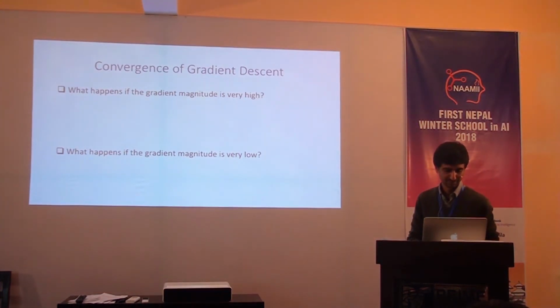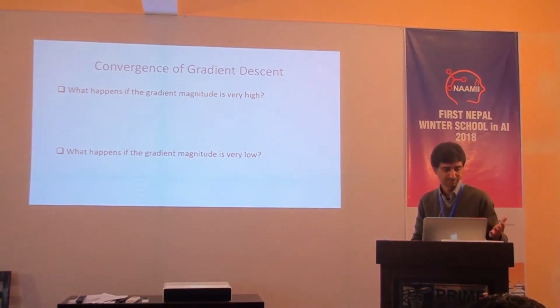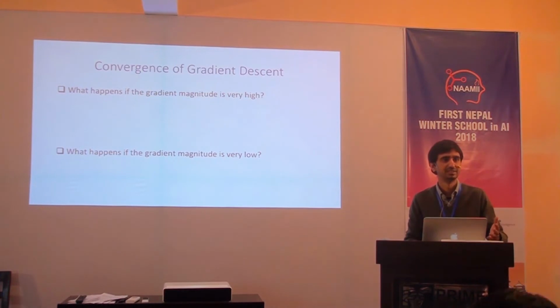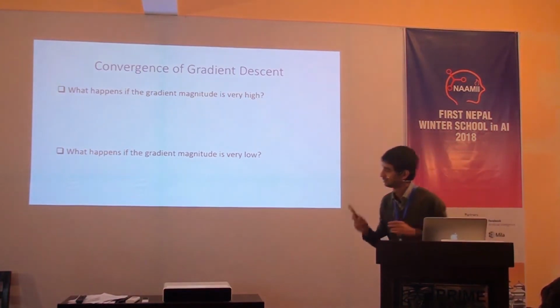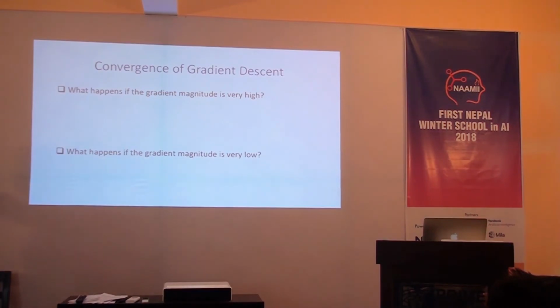So the answer is, what happens if your gradient magnitude is very high? Let's say we didn't even do the first question right. You have something like this. So what could happen is you do gradient descent, but then you might jump too far because your gradients are too high. And I'm showing this in 1D, right?